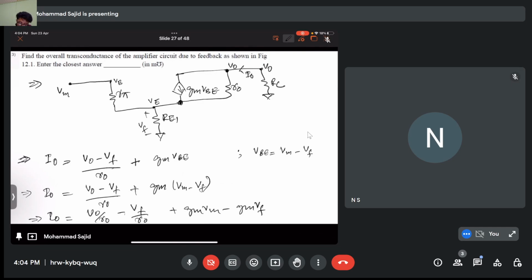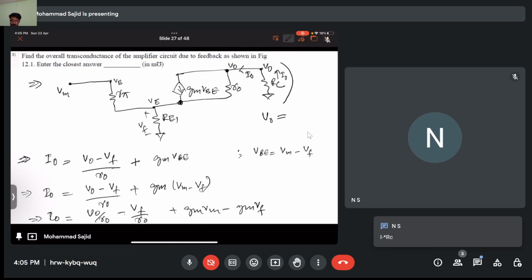Now let me know what is V naught. If you look here, what is V naught? Current is flowing through here, it's I naught here. Current is flowing in this direction. So what will be V naught? This is RC. I naught RC, right? But will it be minus or plus? That's important. V naught, you are looking at it from here. Oh, yes, right? It will be minus times I naught RC.